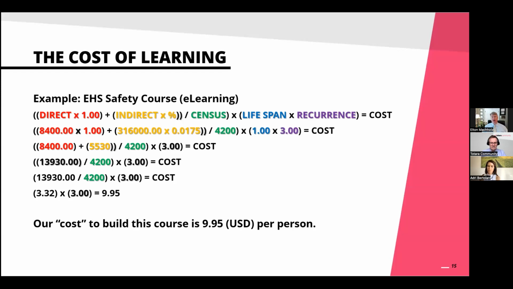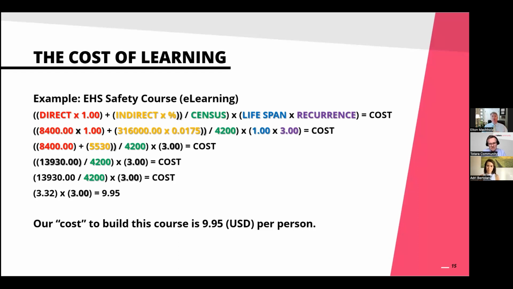Then I'm going to take my program's budget, and we're going to pretend that right now it's $316,000 per year. We calculate that by the indirect percentage value that we're going to apply, which, as I said before, was 1.75%. We knew that our audience for this was going to be approximately 4,200 learners. This course was good for 1 year, but we could reuse it for 3 recurrent trainings for individuals. So we get that calculation, and you can see the breakdown and ultimately end up with a per person cost of $9.95.